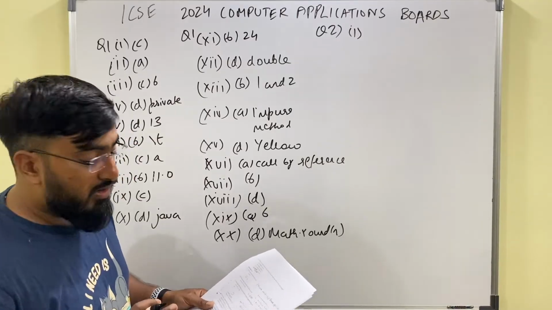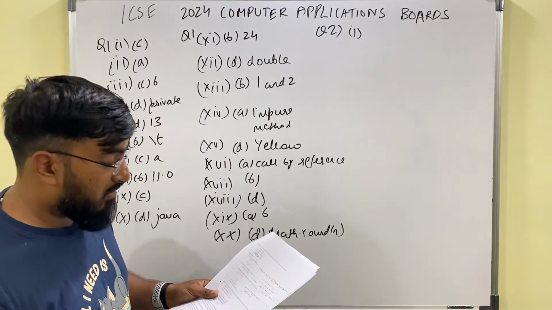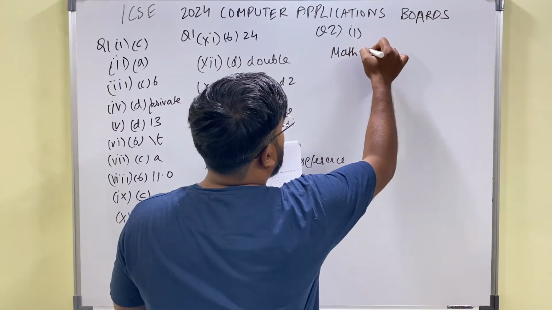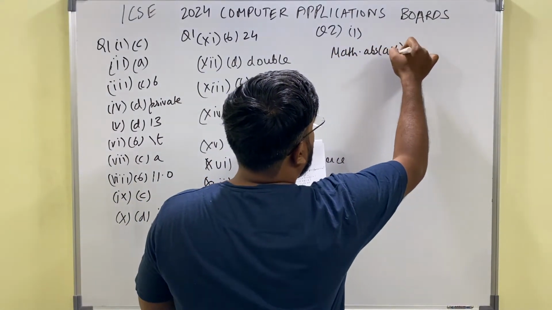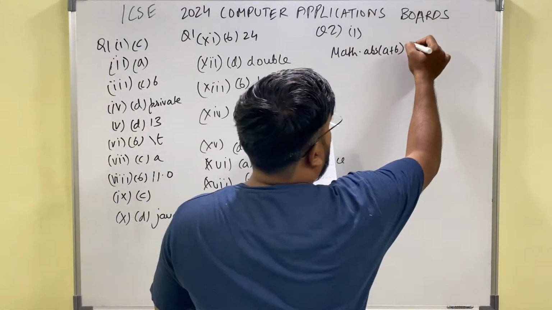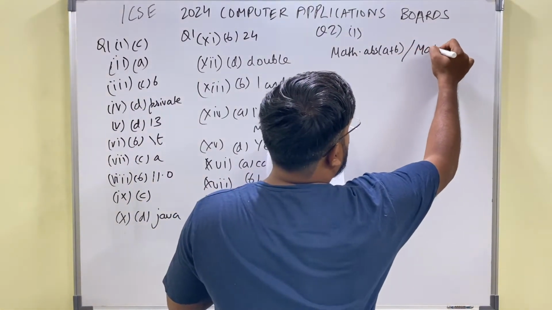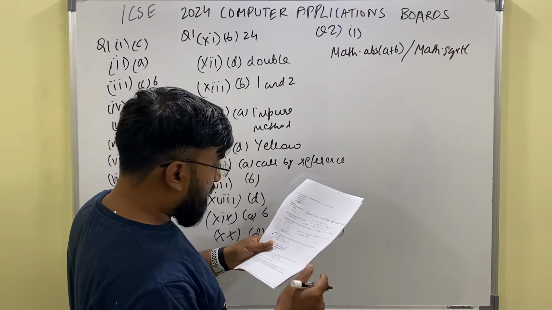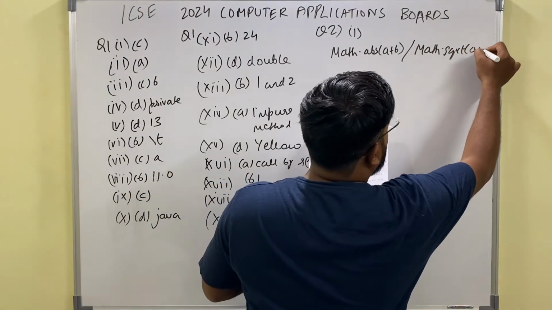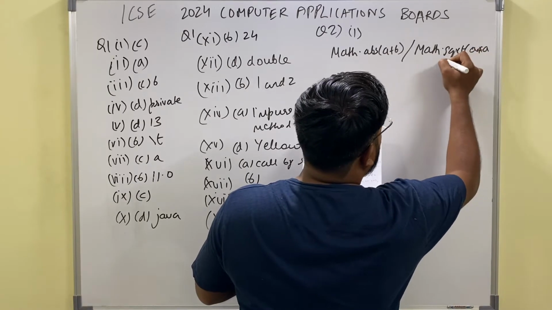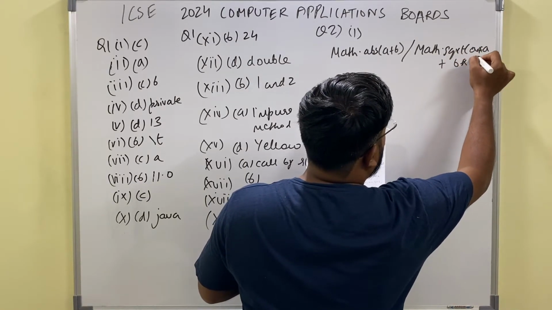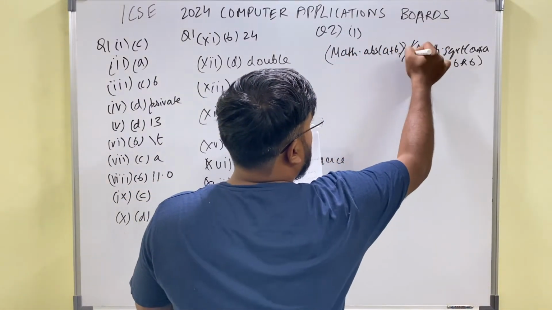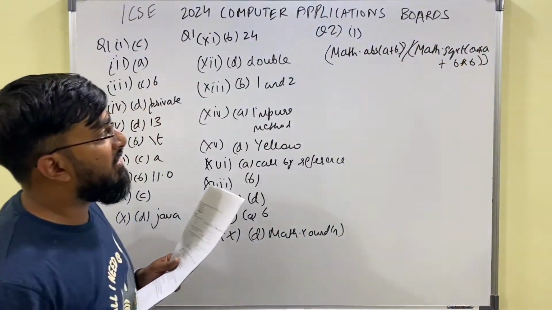So the numerator is mod of a plus b and the denominator is under root a square plus b square. So we do Math.abs(a + b), this is the numerator, divided by Math.sqrt. In this sqrt we write a square, a asterisk a, plus b square, b asterisk b, and you can put these two in parentheses.